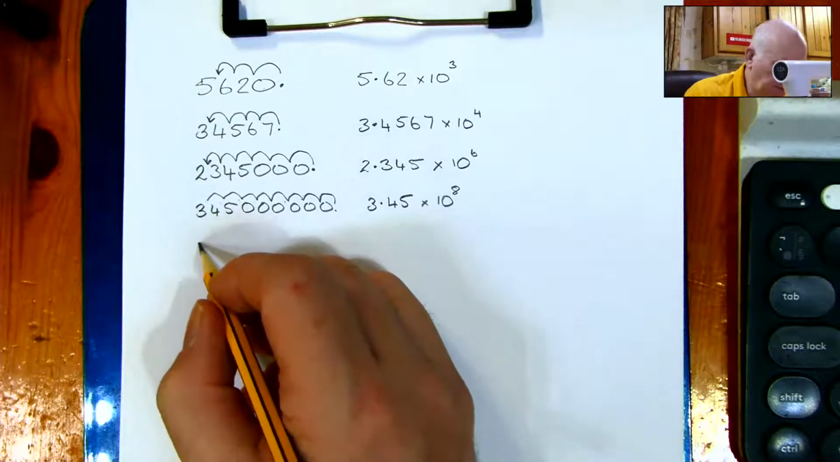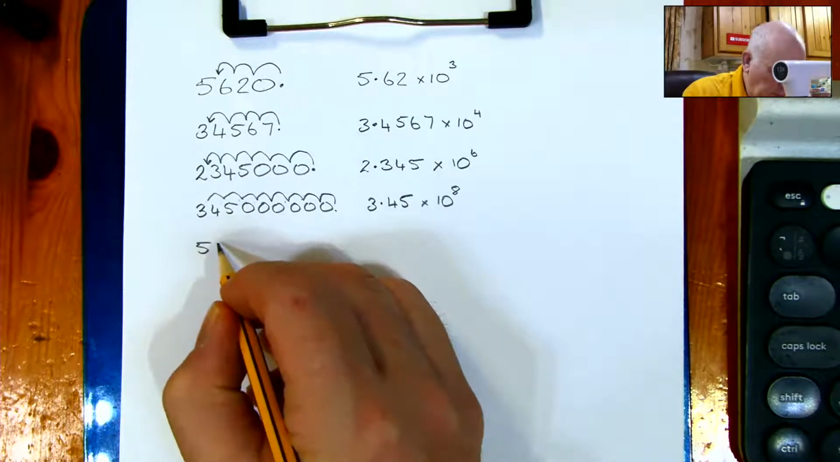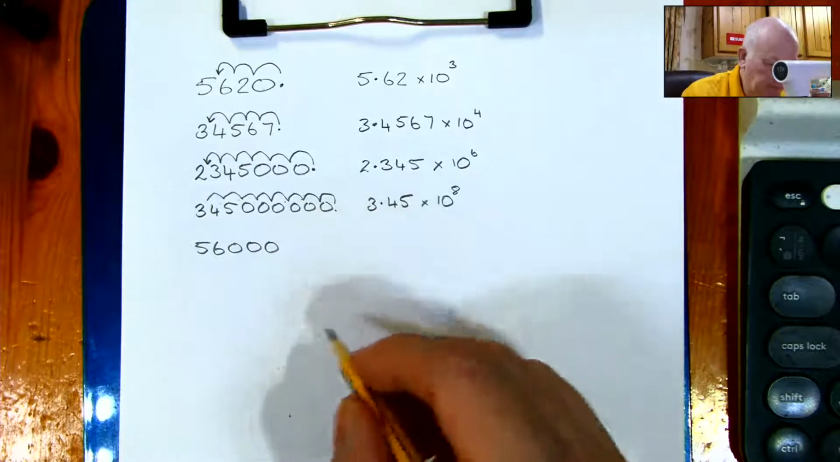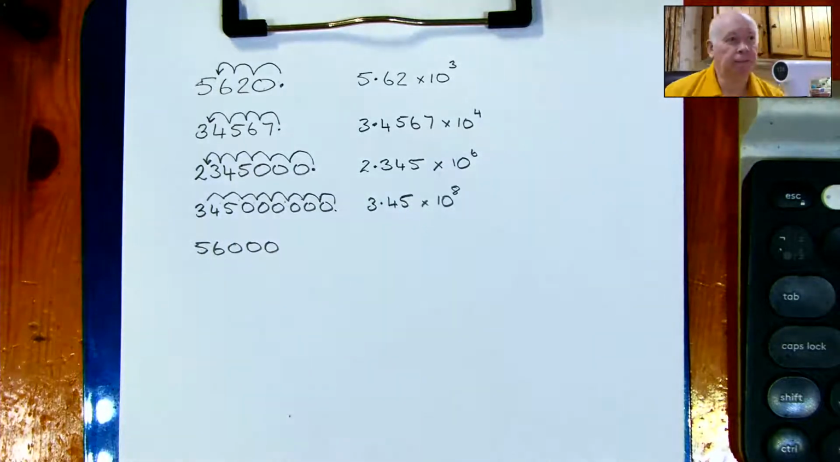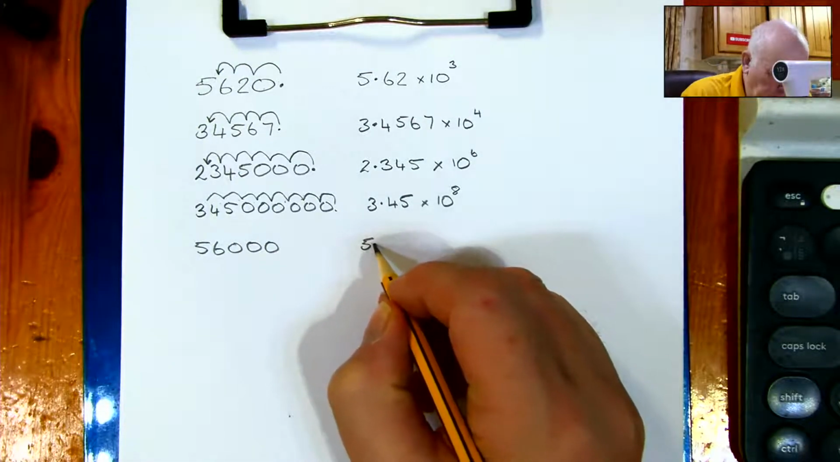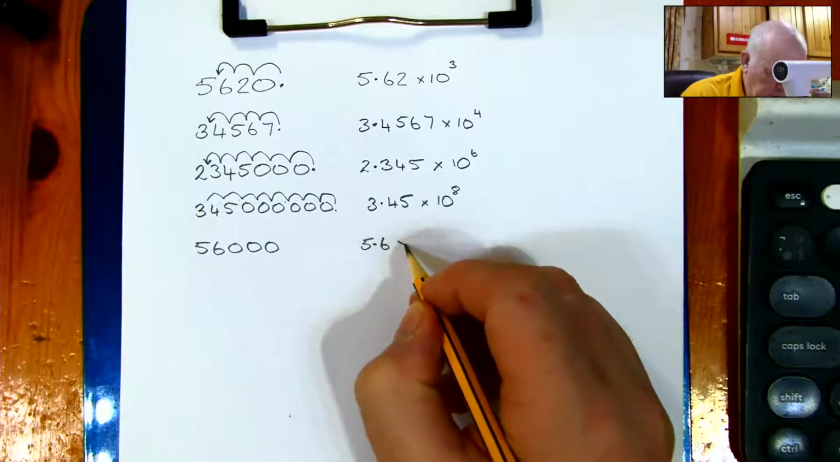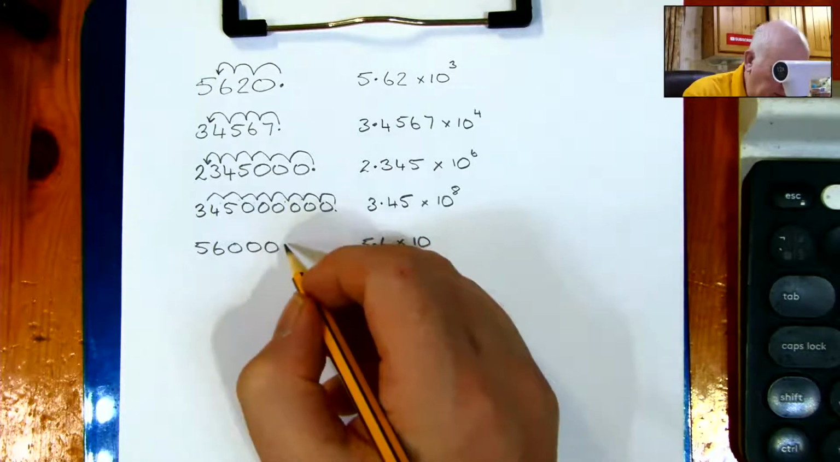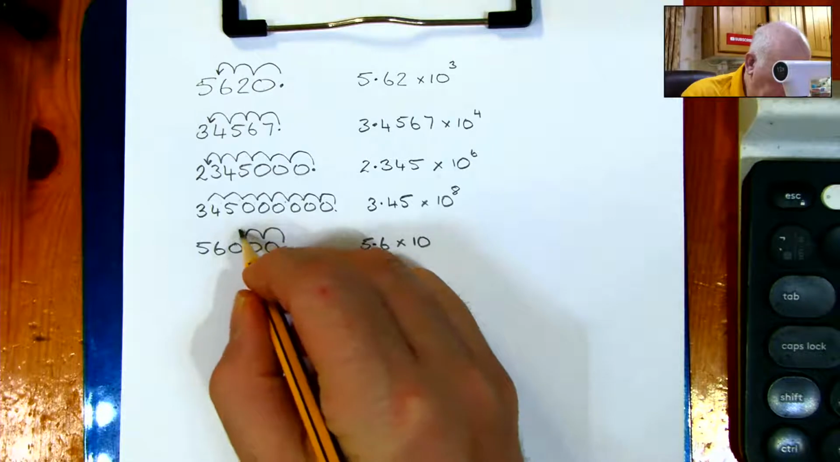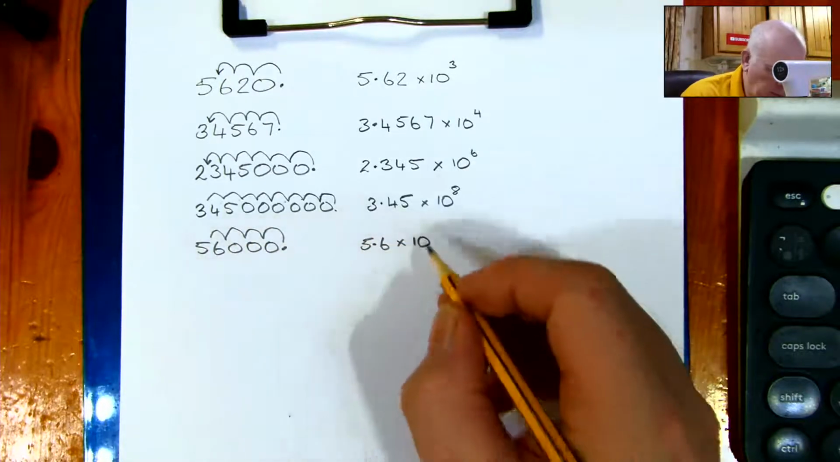Let's try another one. 56000. What's that going to be? Well, let's have a look. 5.6 times 10 to the 1, 2, 3, 4.